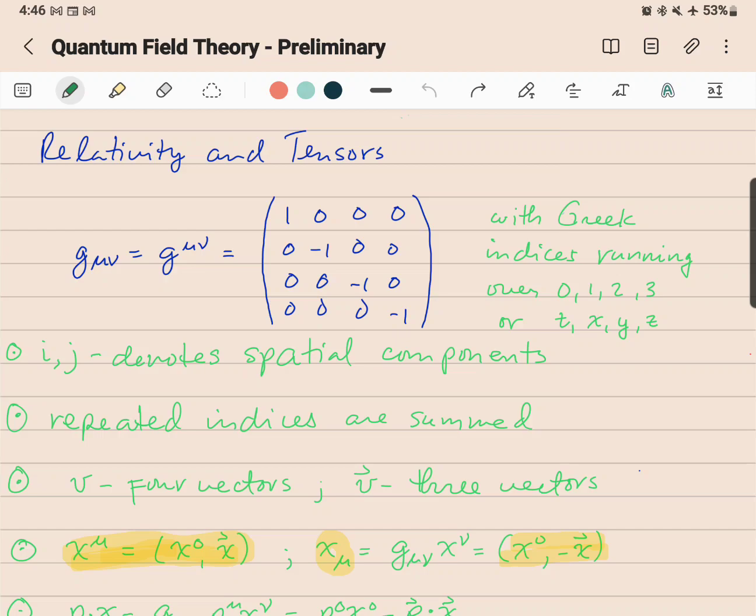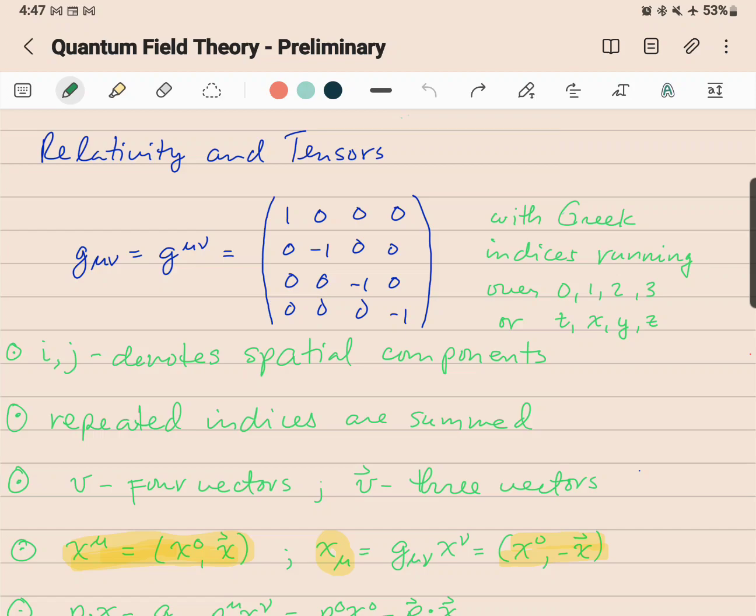And if you see indices i, j, or the English alphabet indices, they would just denote spatial components. That means it runs from 1 to 3. And if you see repeated indices, that would mean summed indices.